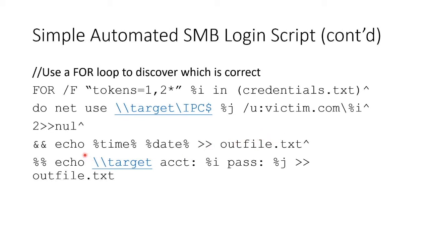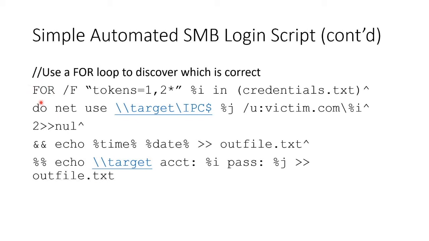We're going to also put into it the time and the date. So these are just little variables from Microsoft. Just grab the system time and the system date. And we're going to also put in the victim target account, which was administrator, and password. And all this gets captured into this text file called outfile.txt.